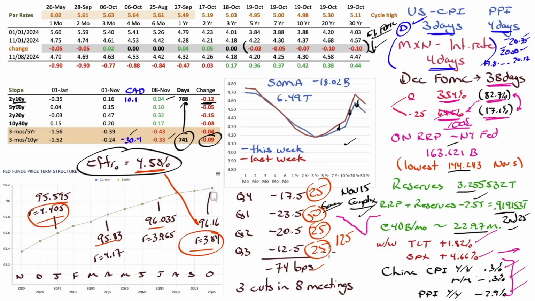3 rate cuts in 8 meetings. 3 in 8 meetings, and I think December is a shoe-in based on what they've said. So 2 cuts in 7 meetings to get to the end of October. 2 cuts in 7. I think that's wrong.